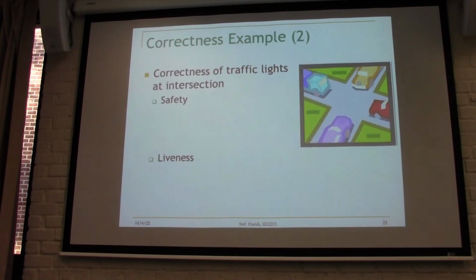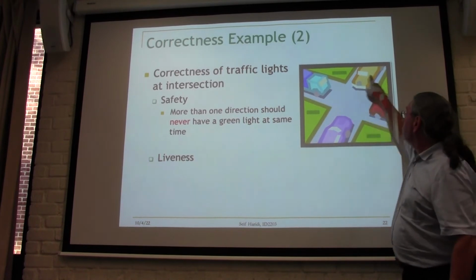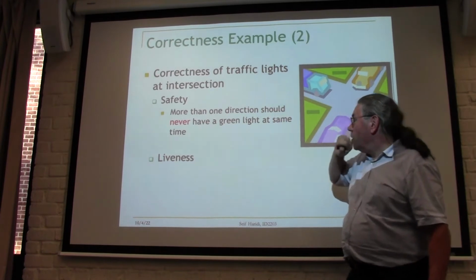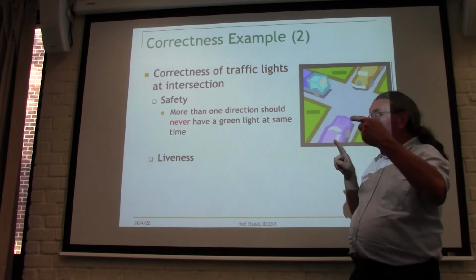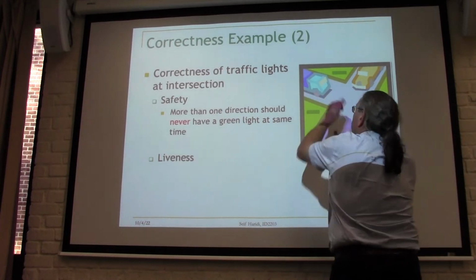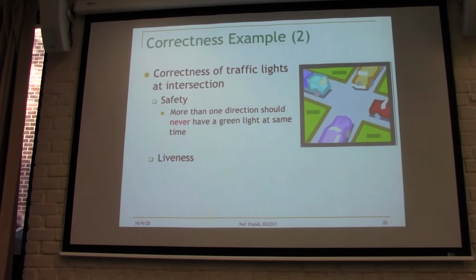Or here's another example. Traffic lights. So the safety property: I have green and red lights at each intersection. This is an example with 4 cars, okay? More than one direction should never have a green light at the same time. So you never have 2 directions both green. That's the safety property, because otherwise it's bad.